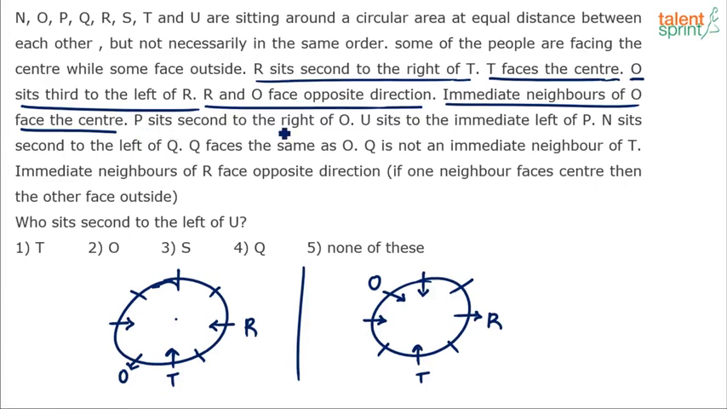Next point, P sits second to the right of O. Now O is facing outwards. Second to the right of O. What will be right of O? When a person is facing outwards, right is clockwise. So first and second, P would come here. In this case, O is facing center. What is right of O? Anti-clockwise. So P sits second to the right of O, right? First and second, P would come in this position. Alright, so P sits second to the right of O. That point has also been marked. However, one point to be noted is we do not know what direction P is facing. Is P facing the center or outwards?